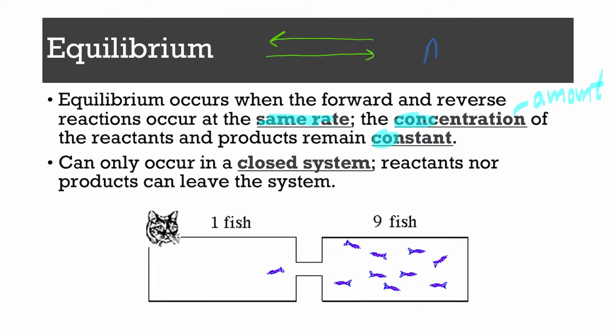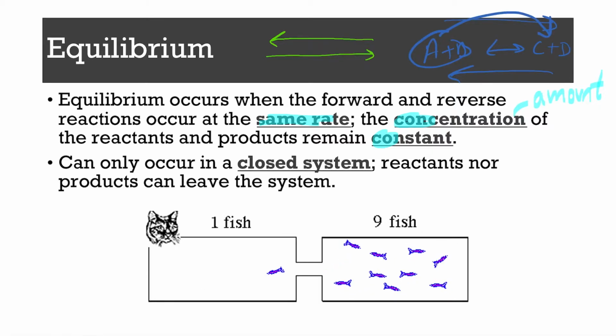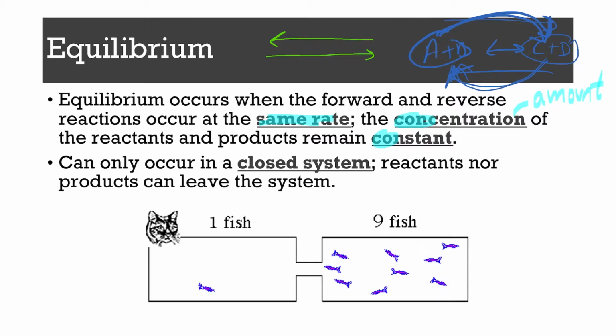For example, we have A plus B making C and D. If you're going forward, you're making C and D. If you're going backwards, you're making A and B. But at equilibrium, the speed at which you make C and D equals the speed at which you make A and B. And so the concentrations, the amount of stuff you have, doesn't change. If you used A and B to make this, well, you just use this to make that. So it's like one step forward, one step backwards. Once you've reached equilibrium, concentrations are constant.